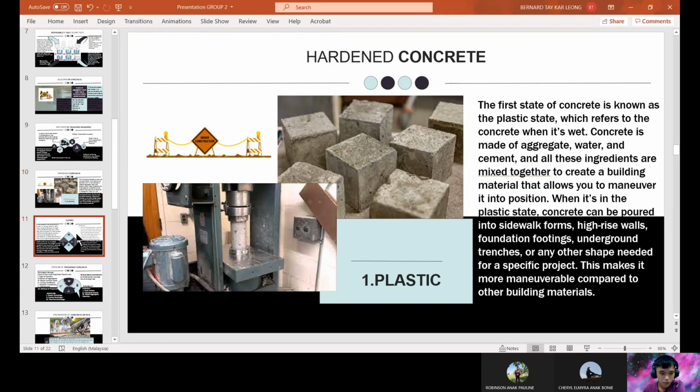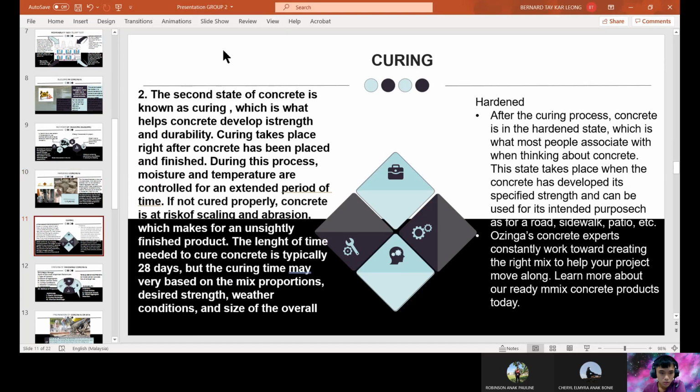Okay, the next one is curing. The second step of concrete is known as curing, which is what helps concrete develop its strength and durability. Curing takes place right after concrete has been placed and finished. During the process, moisture and temperature are controlled for an extended period of time.